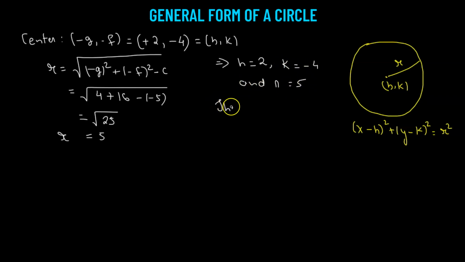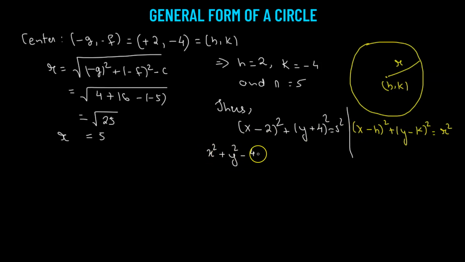Hence, we can say that the equation becomes (x minus 2) whole squared plus (y plus 4) whole squared equals the radius 5 squared. So this is the standard form of the circle, and if we expand it, we get x squared plus y squared minus 4x plus 8y minus 5 equals 0, and this gives us the general equation of the circle which passes through the given 3 points.